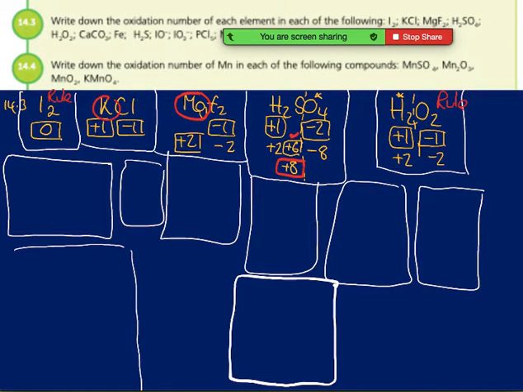So for calcium carbonate, oxygen -2, 3 of them -6. The other side in total must be +6. Calcium, because it's group 2, will always be +2, which must make carbon in this instance +4. Iron, because it's an element, will be 0.